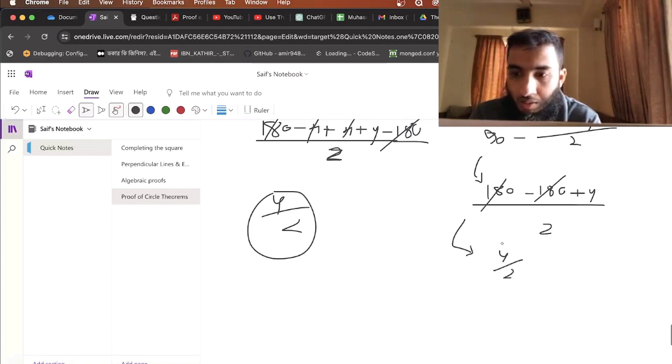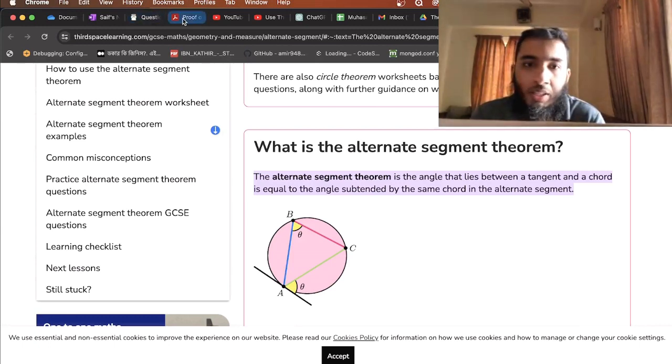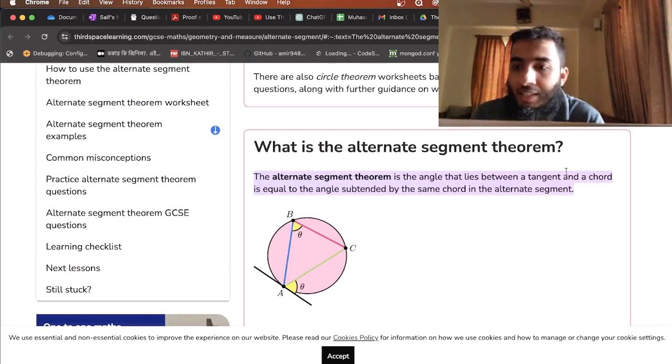So as you can see, both have the same expressions for all values of Y. This will have the same value. This angle is equal to this angle. So we have proved the alternate segment theorem: the angle that lies between a tangent and a chord is equal to the angle subtended by the same chord. This chord subtends this angle. So these two angles are equal. So you have proved that.